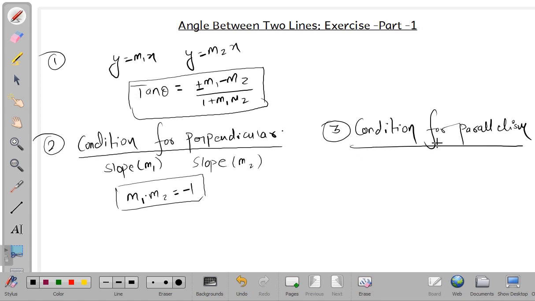Parallelism is the same as perpendicular. We have to find the slope m1 by whatever means necessary, from equation 1, or from the given points or the given angle, and find slope m2 in the same manner. If the values of slope m1 and slope m2 are equal, then we can say yes, the two given lines are parallel to each other. So these were the basic things that we read in our previous videos.